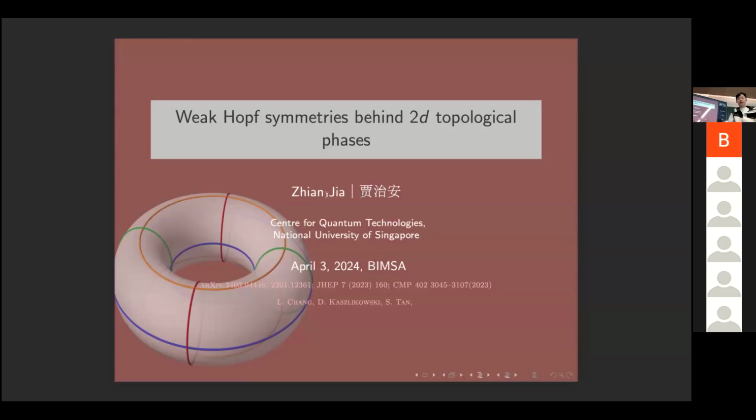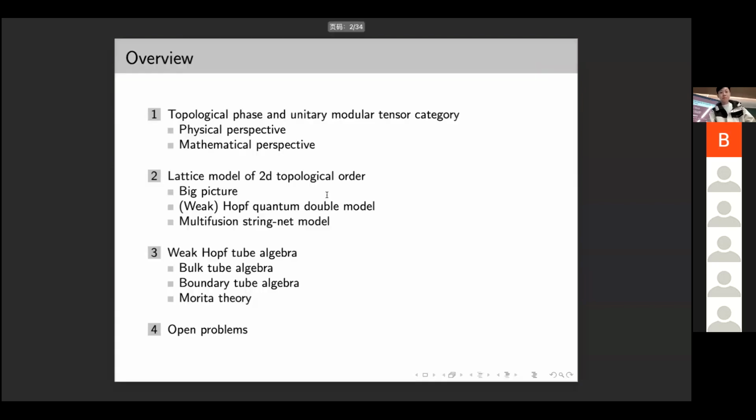We call symmetry about the face. And I will try to explain how to recover the Hopf symmetry from the given topological face. So for this talk, I will briefly discuss three parts of the work.